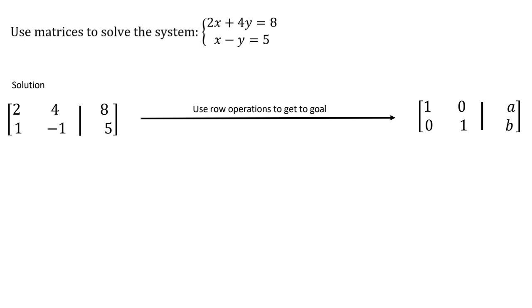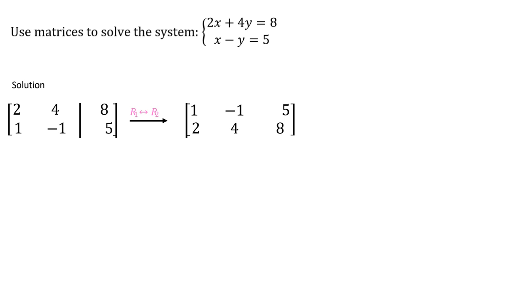We're going to do row operations to get our goal: the left side to be the identity matrix, 1 0, 0 1. When I do this, I'm going to get the solution of A and the solution of B. Again, this is my x and y answers. All right, so let's go ahead and do it. The first thing I want to do is, since the goal is to have a 1 here, let me use one of my basic fundamental row operations.